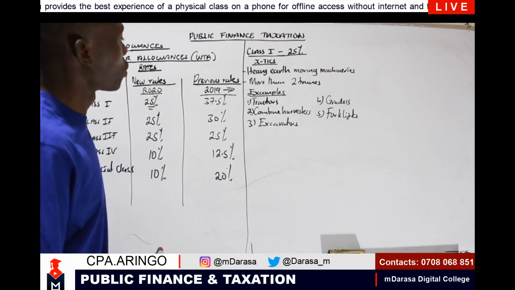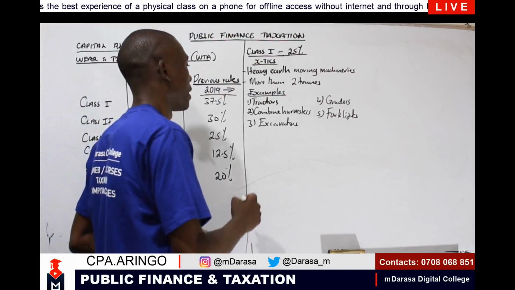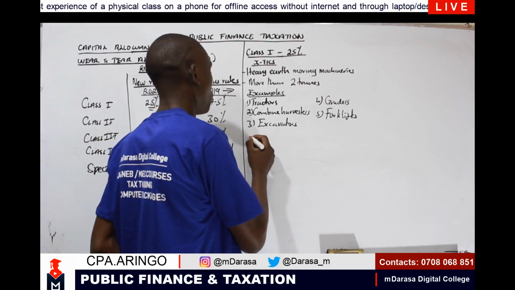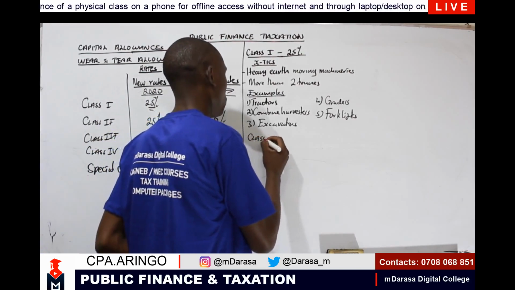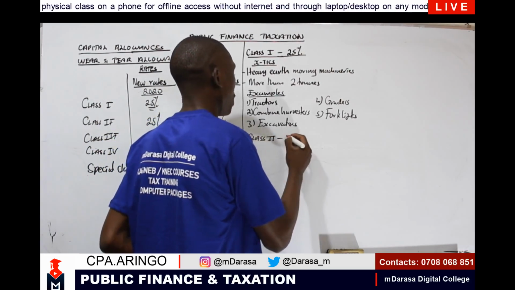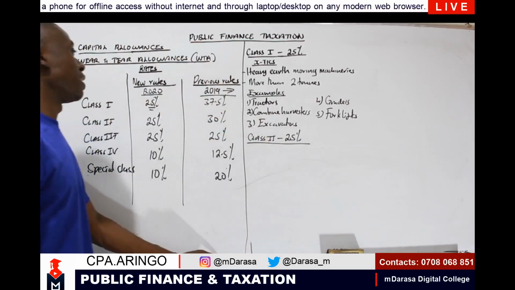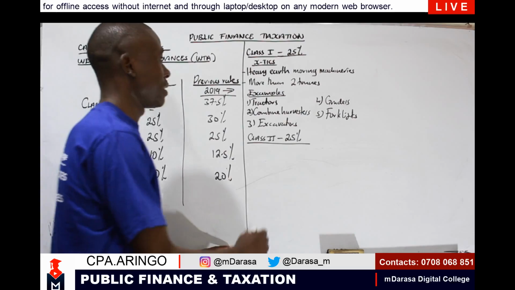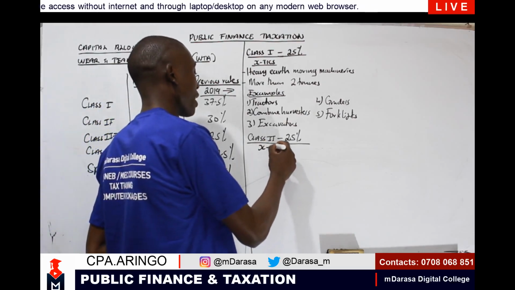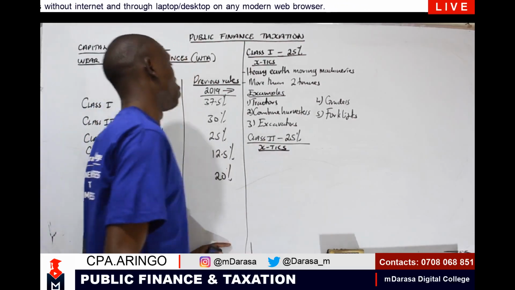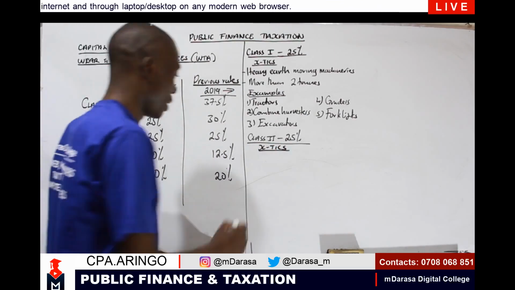Now, after we've talked of this, let us continue and look at class 2 items. We know very well that right now they are at the rate of 25%. Also, it's very ideal for us to understand the characteristics of these items. So, characteristics of class 2 items will include the following.